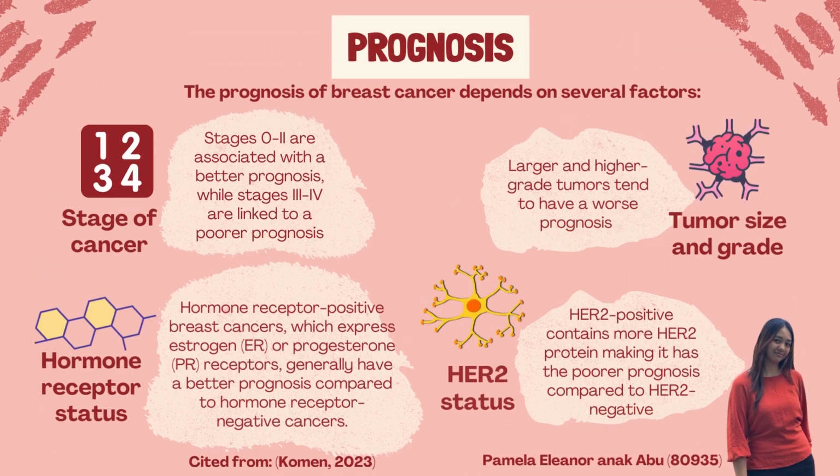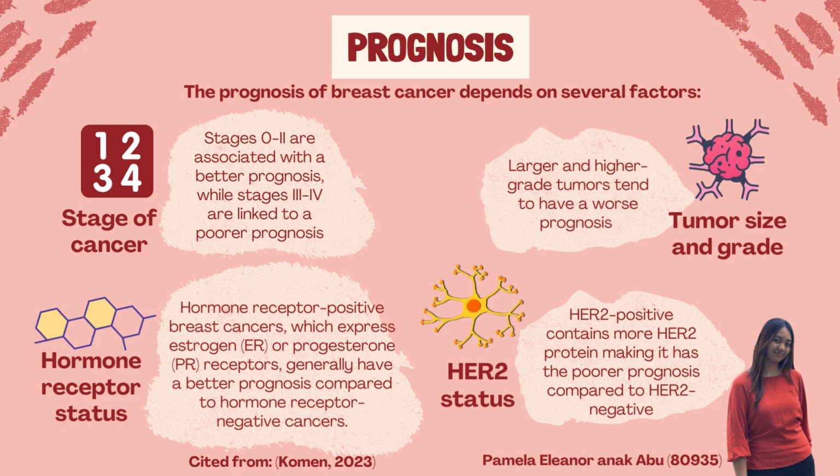Moving on to the prognosis of breast cancer, which is influenced by several factors, one of them being the stage of breast cancer. Early stages, which are stage 0 to 2, indicate that cancer is confined to the breast or nearby lymph nodes, leading to a better prognosis. Advanced stages, which are stage 3 to 4, signify that cancer has spread beyond the breast to other parts of the body, resulting in a poorer prognosis. For tumor size and grade, larger and high-grade tumors tend to have a worse prognosis as they are more likely to spread to surrounding tissues or distant organs.